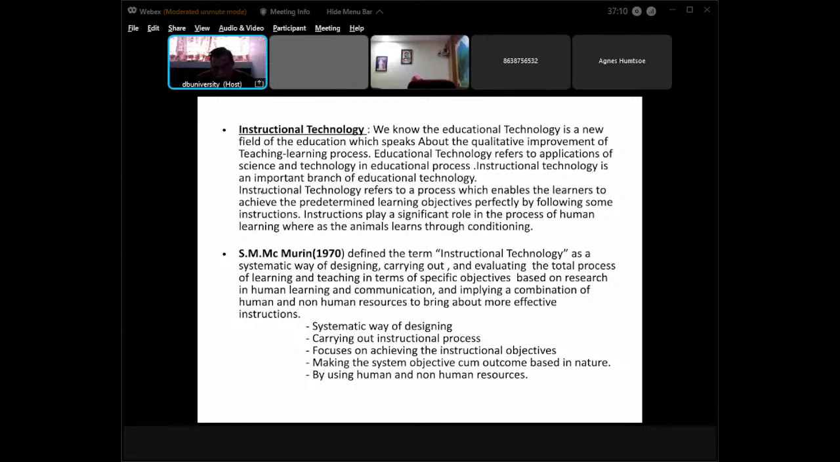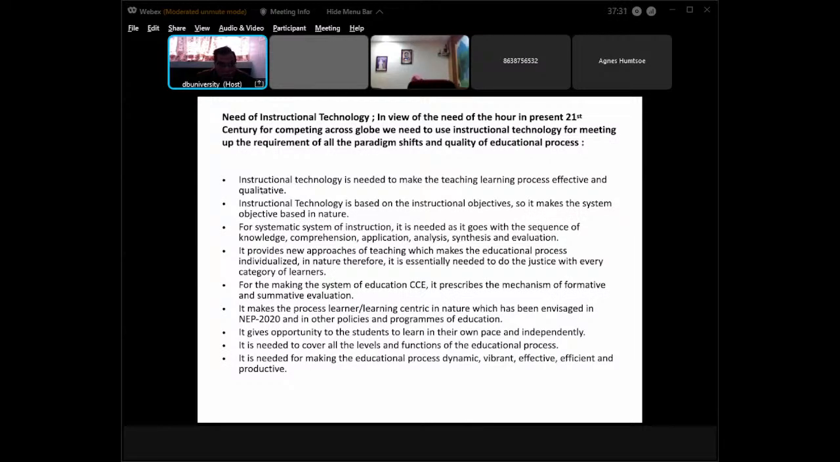To make the teaching learning process effective, productive, and efficient in nature, it is essentially needed that we go for instructional technology to be put in use. Why do we need it? Because instructional technology is needed to make the teaching learning process effective and qualitative. If we really want to make our teaching learning process scientific in nature, we have to go for it. And teachers need to be given specific training for it. Instructional technology is based on instructional objectives, as has been explained. For a systematic system of instruction, it is needed as it goes with the sequence of knowledge.